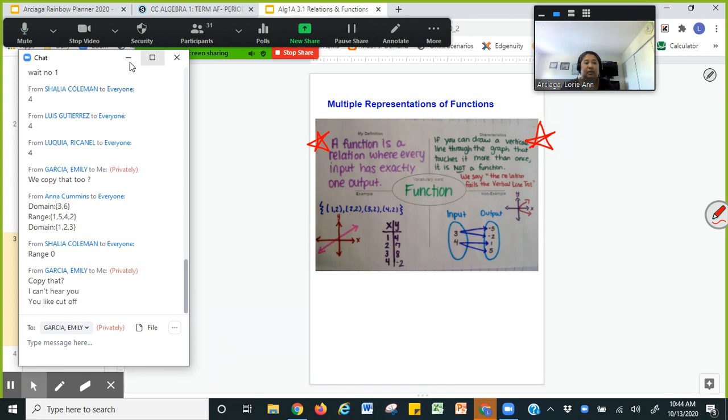Oh, sorry. Maybe my internet was choppy. Yeah. So just copy the ones that have stars. So this one, a function is a relation, and then this paragraph over here, the green one. Yeah? I hope you heard me this time.